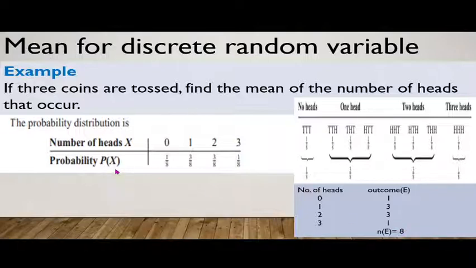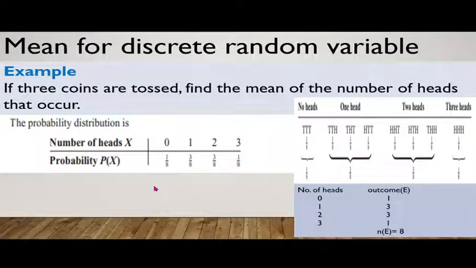To get the probability now, for 0 heads, we have 1 out of 8 possible outcomes, so we have 1/8. And then for 1 head, out of 8 possible outcomes, 3 of them, so that is 3/8. And then for 2 heads, that is 3/8. And 3 heads, that is 1/8. So this is how we get the probability for each of the number of heads, or the outcomes that we have.